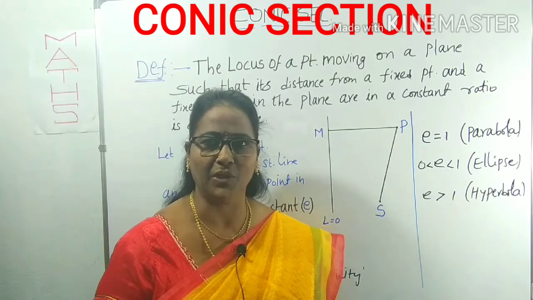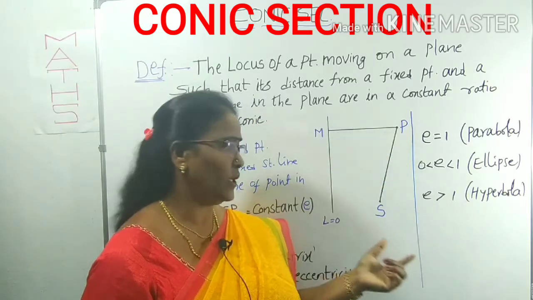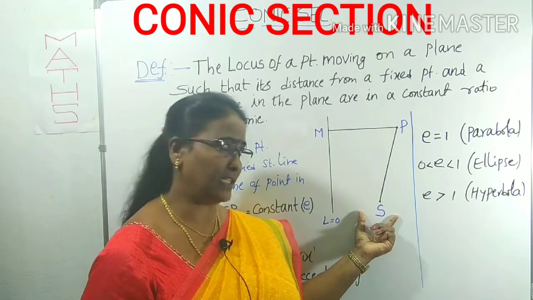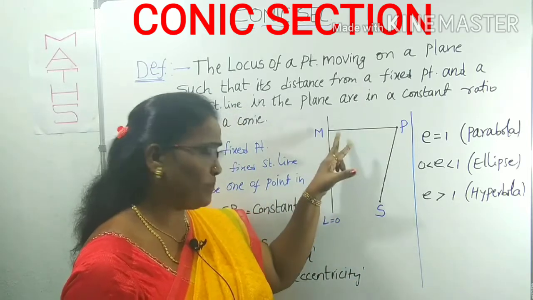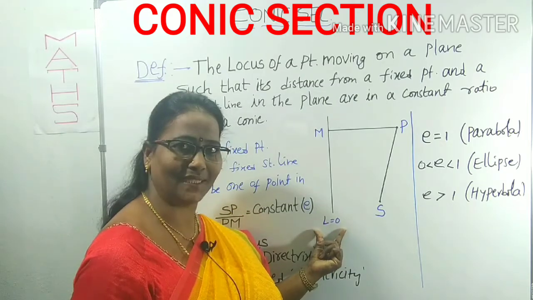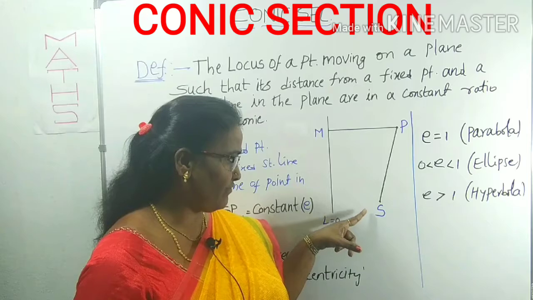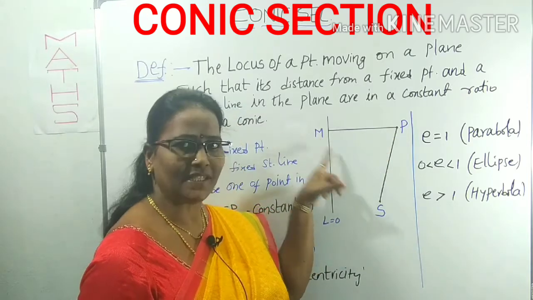That is simply about the conic section. What is P here? Moving point in a plane. What is S here? Fixed point in a plane. What is PM? Perpendicular from the moving point to the fixed straight line L equals 0. Clear? Which ratio is constant? The ratio of SP and PM is constant.